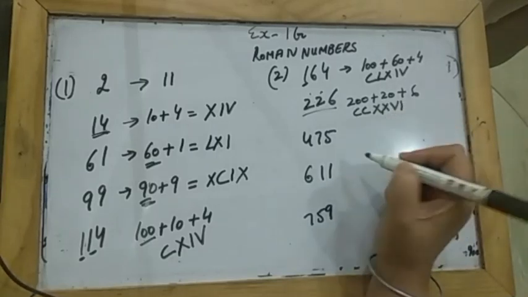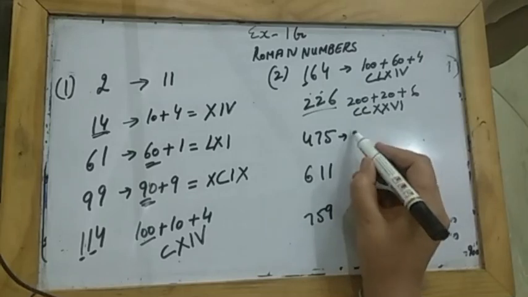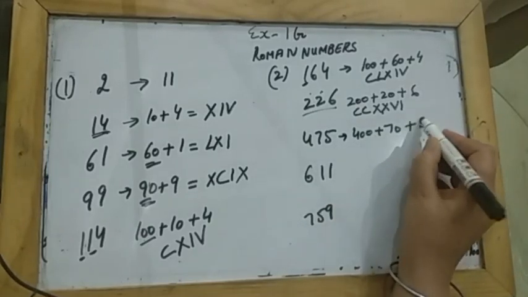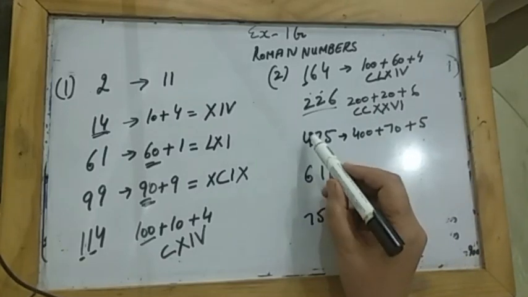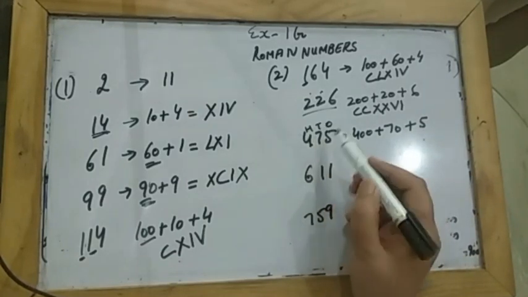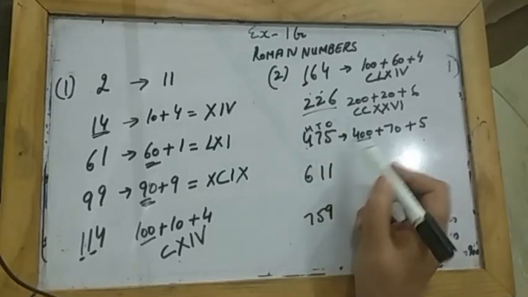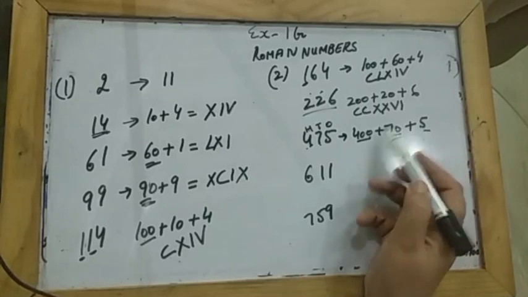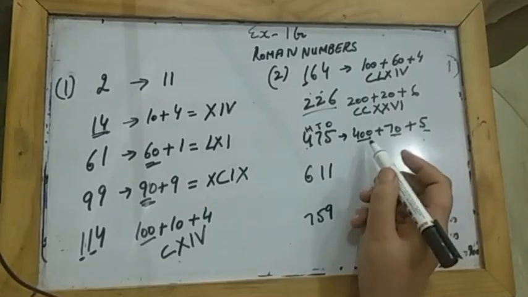6 is like this. Now 400 plus 70 plus 5. So 4 is at the 100th place. You must have understood 4 is at the 100th place. So 400, 7 tens place 70, and 5. So you can put them in expanded form first.